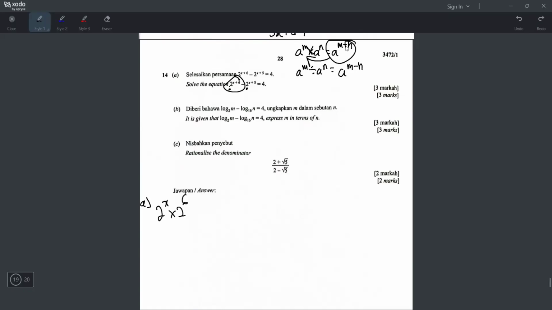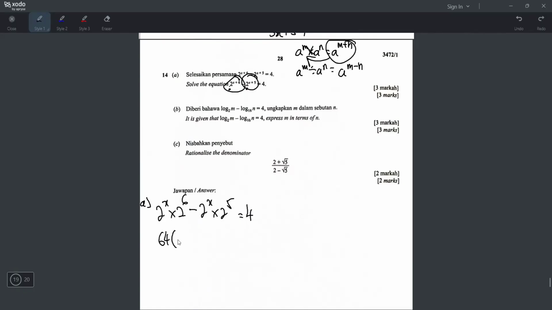Pecahkan semua. So a power m plus n, when you break up, becomes a power m times a power n. So this one, when you break, becomes 2 power x times 2 power 6. Minus, this one also you break, becomes 2 power x times 2 power 5. Okay, and then equals to 4. After you break, you realize that this one boleh buat, right? Dia boleh buat. So 2 power 6 is 64, so you buat lah.